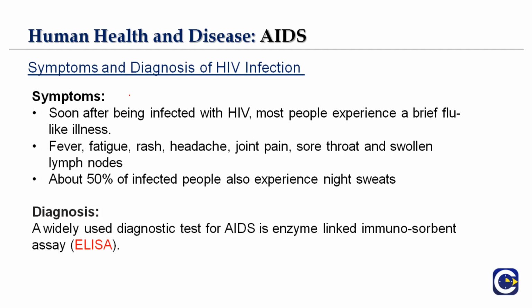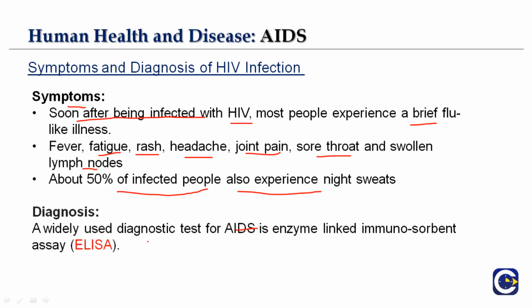So look at the symptoms and diagnosis of HIV infection. The symptoms include, soon after being infected with HIV, most people experience a brief flu-like illness. This is the first illness that they feel. They get fever, fatigue, rashes, headache, joint pain, sore throat, swollen lymph nodes. And about 50% of infected people also experience night sweats.